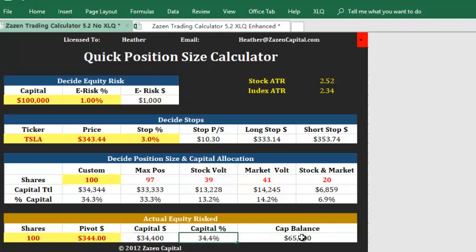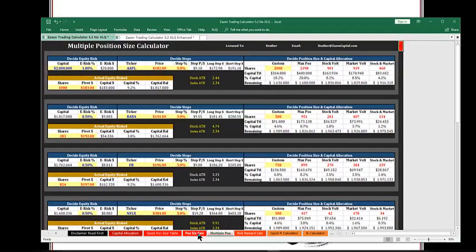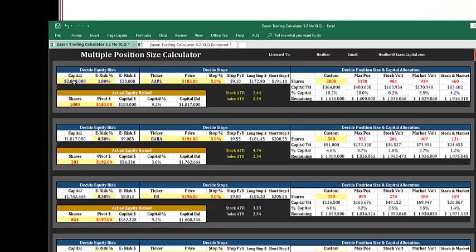The multiple position size calculator is the same in essence as the one we just covered, but it allows you to calculate multiple positions in an account. And if you take the time to fill out the actual equity that was risked, the share size, the pivot, it will keep a running balance of your capital from trade to trade to trade. Again, as on the previous tab, you'll need to manually enter your ATR for the stock and your index benchmark. The XLQ Enhanced version calculates everything on its own.